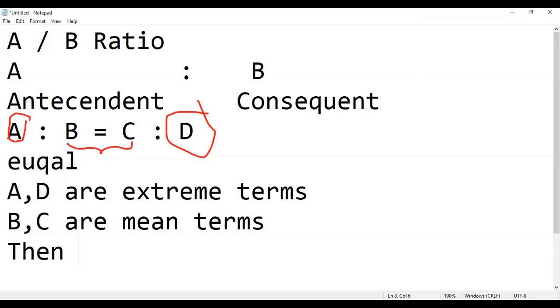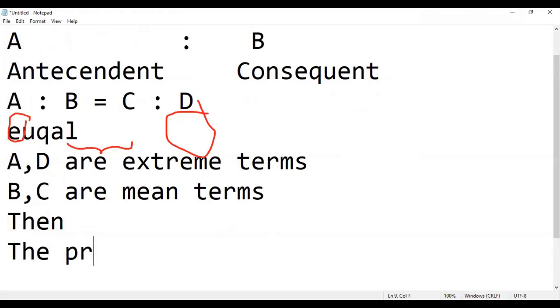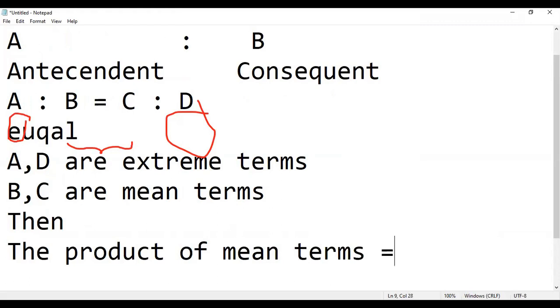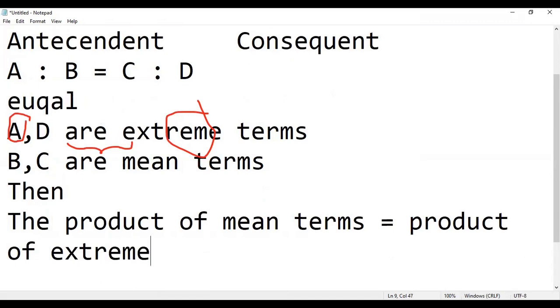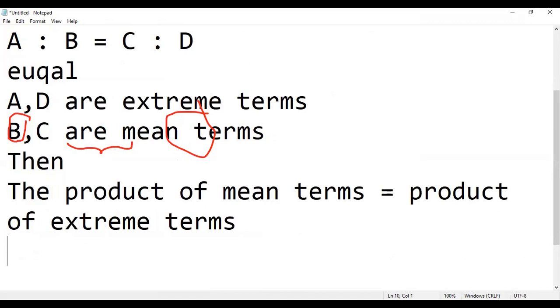The product of mean terms is equal to the product of extreme terms. Mean terms are B and C. The product, nothing but B into C, is equal to A into D. B into C is equal to A into D. Whenever it is B into C equal to A into D, that is the formula for proportion.